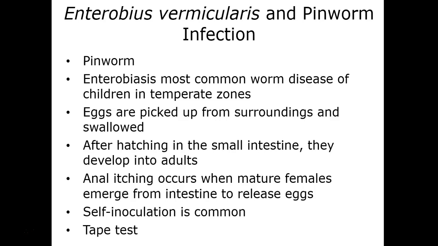And I mentioned in Chapter 5, our last slide, we talked about the self-inoculation that occurs with this disease. So at night, the worms, mature females, actually emerge from the intestine to the opening of the anus to release eggs. And you get this anal itching that occurs, and the scratching of that itching actually causes the self-inoculation. The disease is identified through what's called the tape test, where they literally adhere a piece of tape to the tissue surrounding the anal opening and look for, after the tape is removed, the presence of these mature female worms or the eggs that have been deposited.